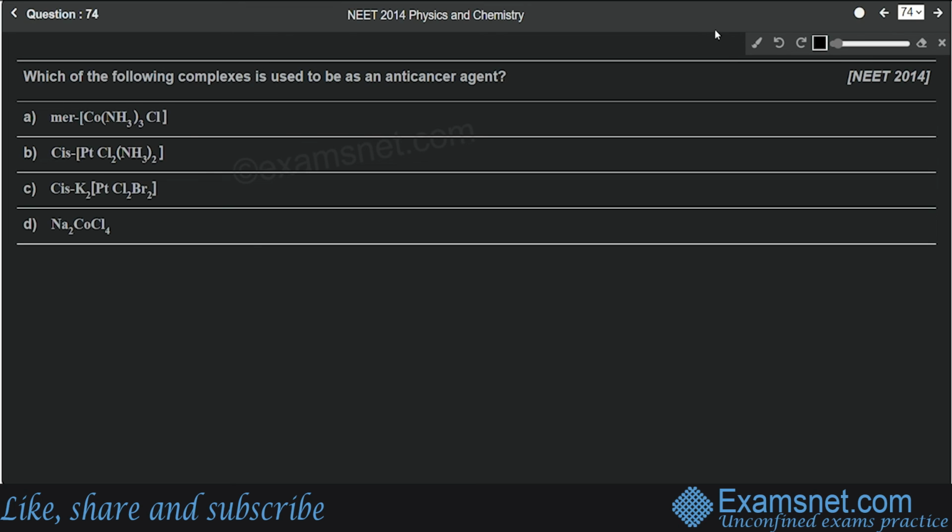Question number 74 is from the chapter coordination compounds, and the question is: which of the following complexes is used as an anti-cancer agent? So it is a factual question. We know that the complex that is used as an anti-cancer agent is known as diamminedichloridoplatinum(II). Diammine means 2 amino groups are there, and dichlorido means 2 chloro groups are there attached to the central atom, that is platinum. Okay, so according to this the second option will be the correct answer.